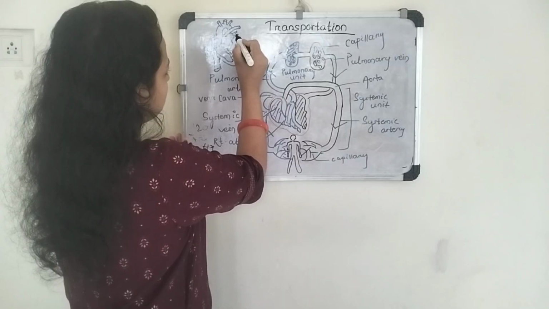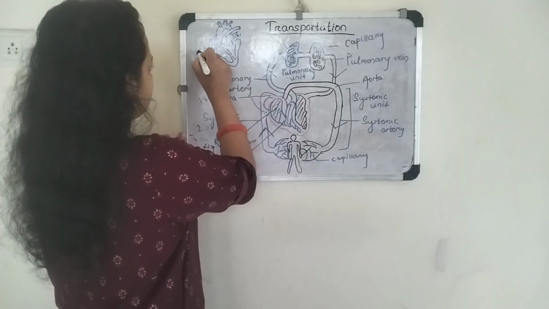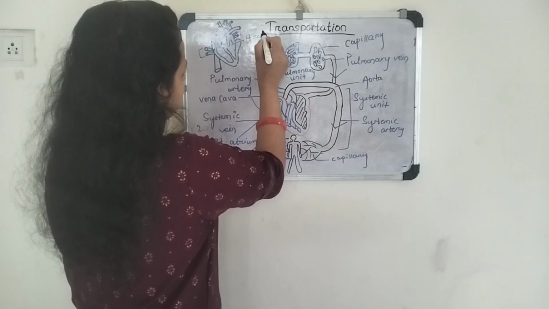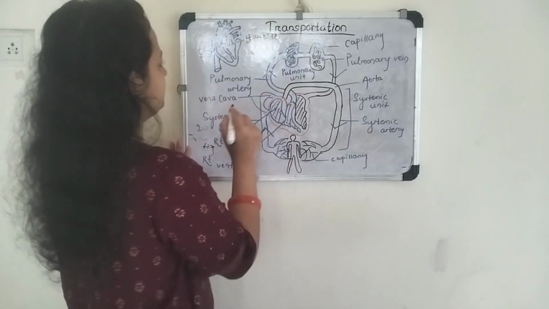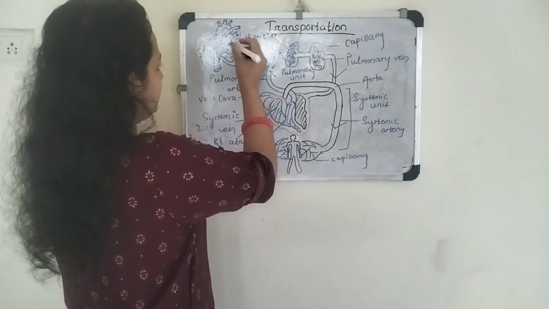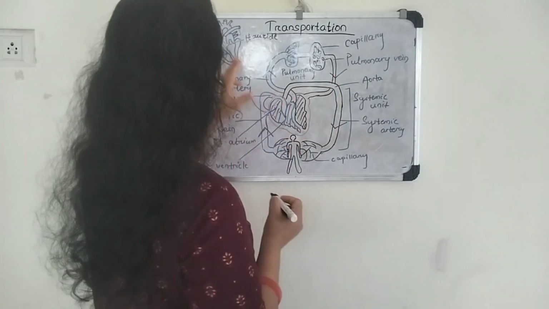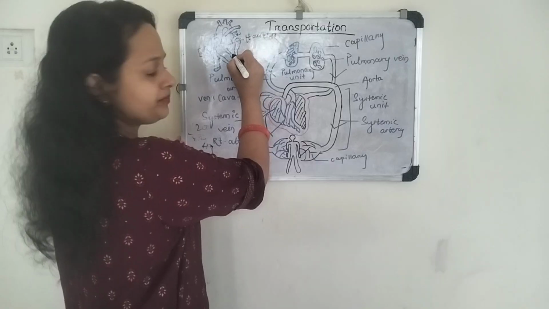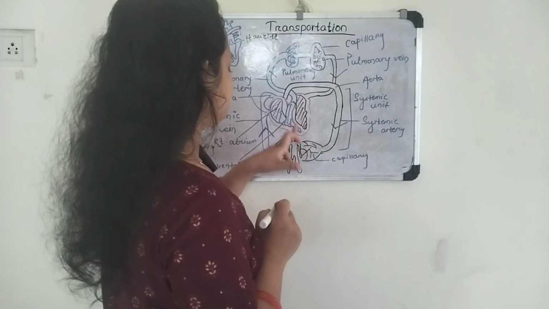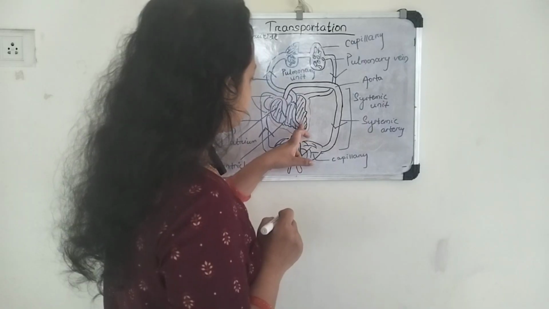These are the pulmonary veins. There are four pulmonary veins, two from each lung. They enter into the left auricle. After coming to the left auricle, the oxygenated blood goes to the left ventricle through the bicuspid valve. Here the bicuspid valve is present, and through it the oxygenated blood comes from the left auricle to the left ventricle.